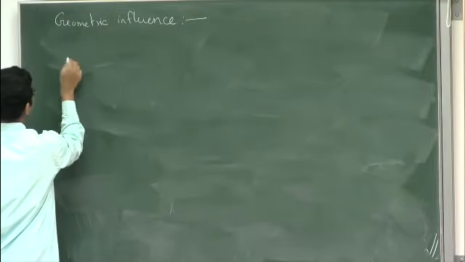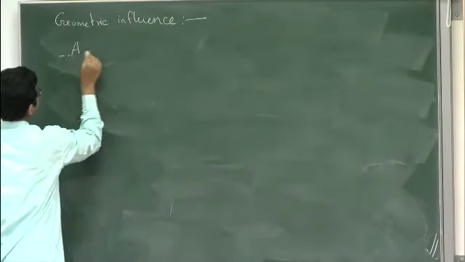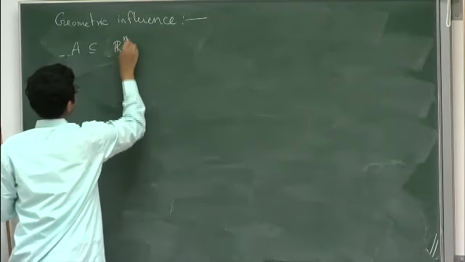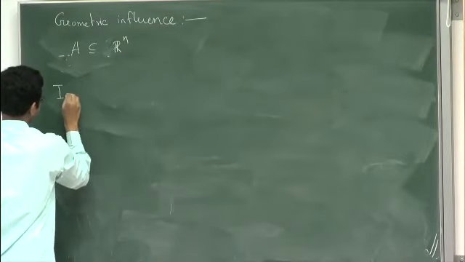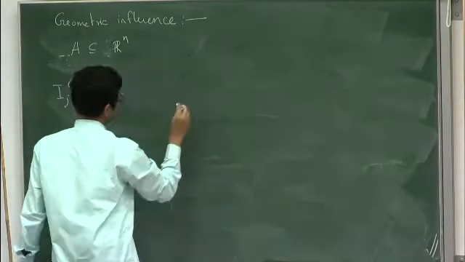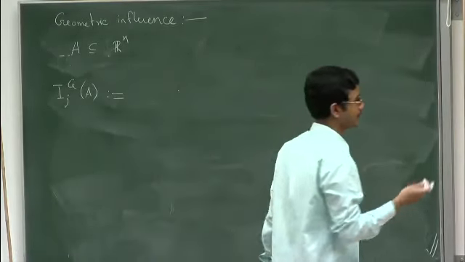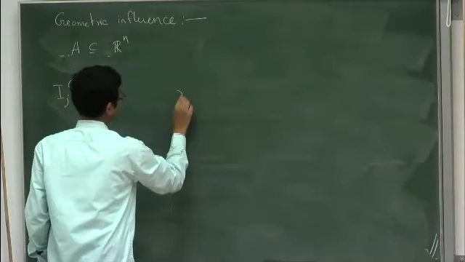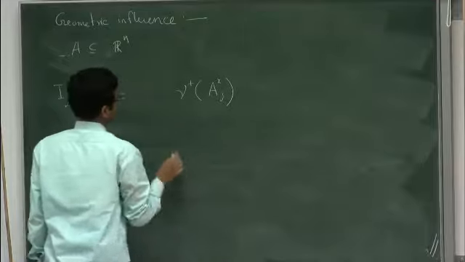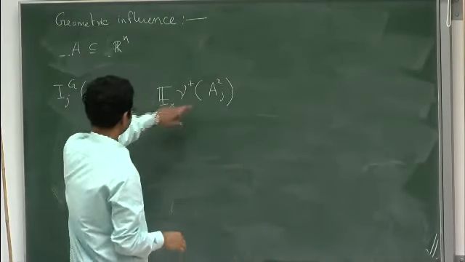So we have this, A is a subset of R^n. The jth geometric influence of A is given by: instead of computing the one-dimensional measure of the set, we compute the boundary of the set, of the fiber, and we integrate it out with respect to the other variables. So this is the one-dimensional boundary.